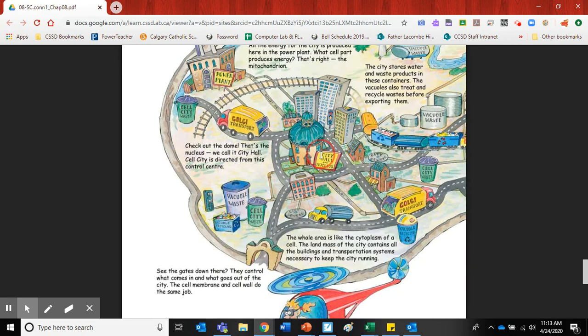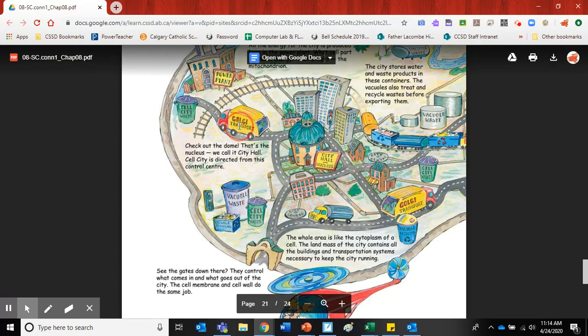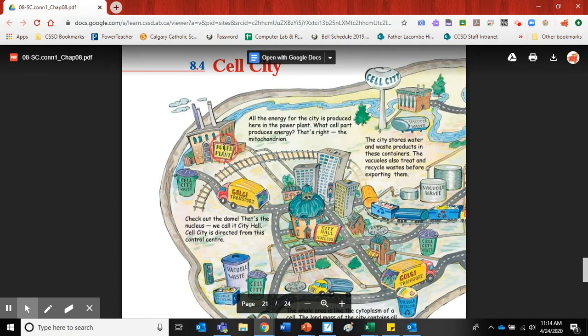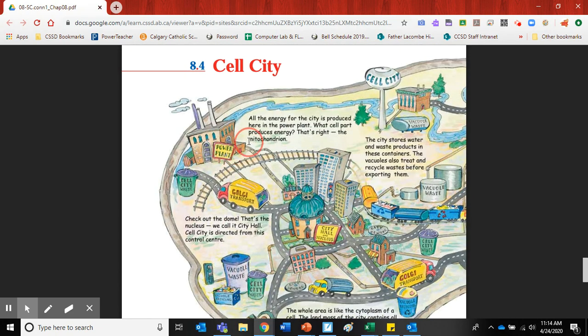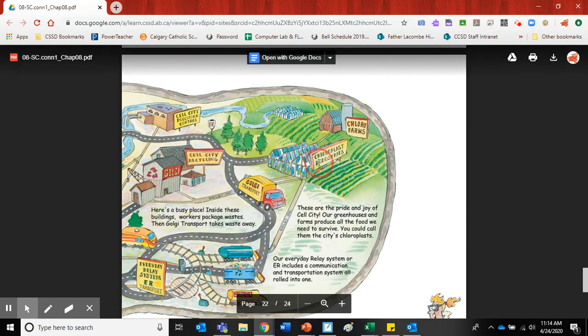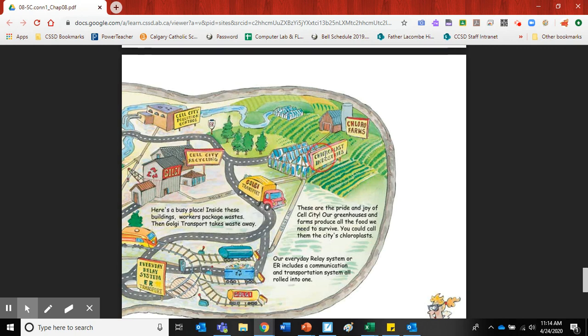And you can see here, right here, City Hall would be the nucleus. So in a city, City Hall controls everything and it tells everything what to do. Here, Golgi transport, what do they do? What does a Golgi body do? The power plant. What does a power plant do? Oh, right, it's the mitochondrion. And so as we're starting to learn it, we're learning other examples and how it relates to other things and how we can compare it to the city. And you see here, oh, okay, the chloroplast industries. Only in plant cells are chloroplasts found, and that's where photosynthesis happens, okay?